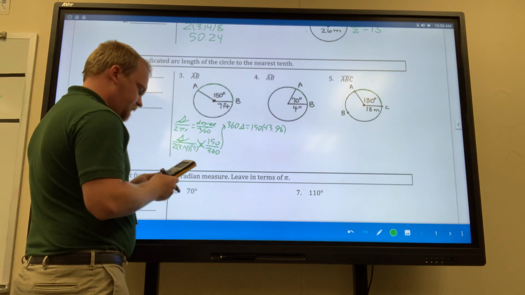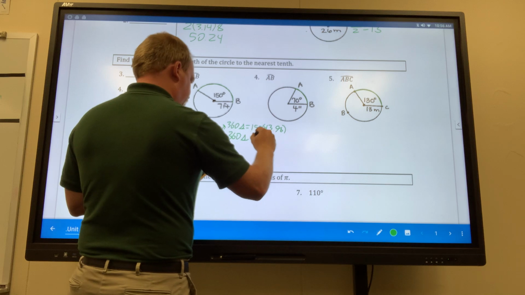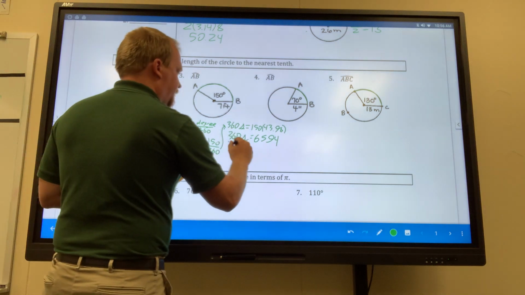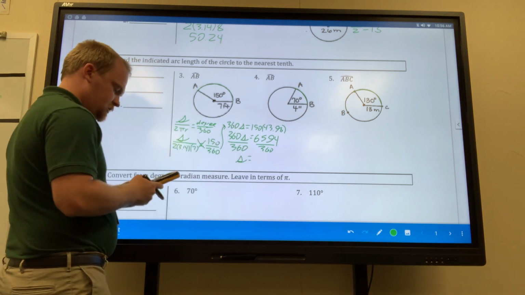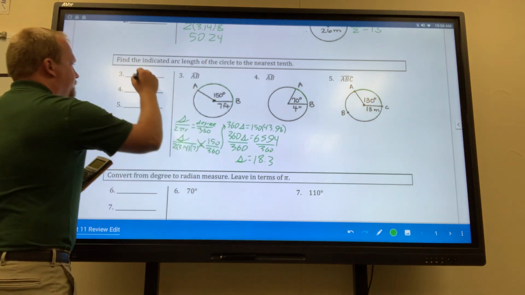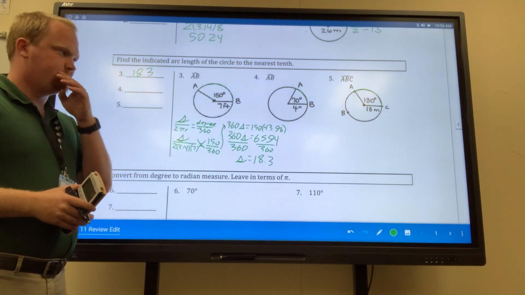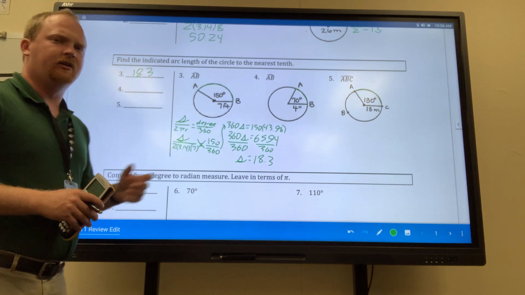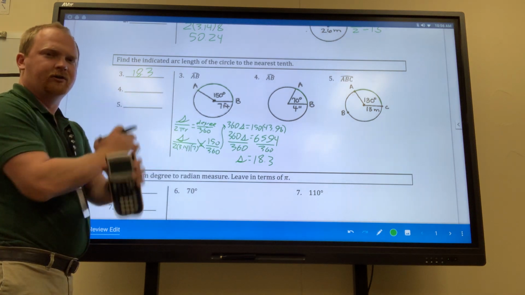Multiply 150 by the circumference. That gives me 65.94. Divide by 360. It's 18.3, because I'm doing it to the nearest 10th. All right, so that's what my answer is going to be, and that's how we work out to find the arc length. We got to be able to set it up in proportions, plug the numbers in, and then we cross multiply.